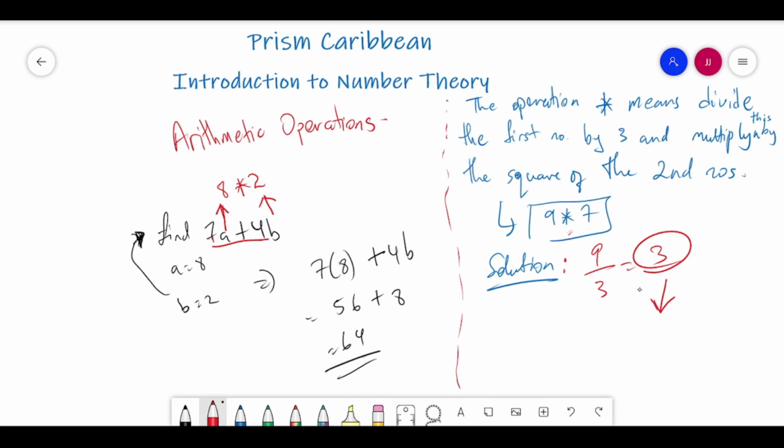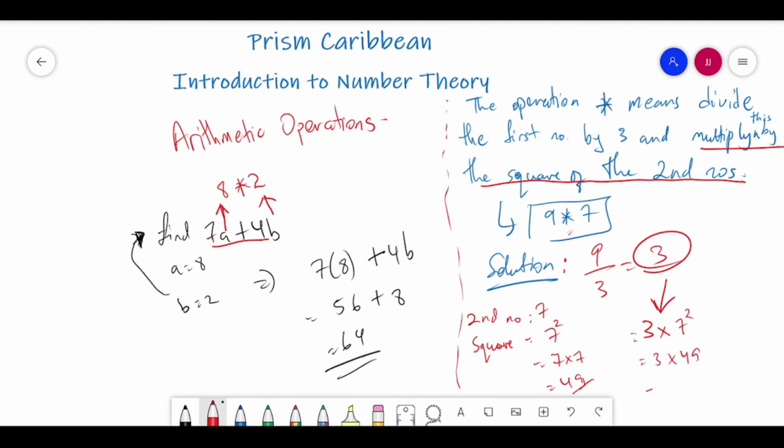And we go down with the same rules. Then we multiply this number by the square of the second number. We know the second number is 7, so the square is 7 squared, which is 7 by 7, which is equal to 49. Now they said to multiply this by the square of the second number. So we have the 3 now, and we're multiplying it by the square of the second number, which we now know is 3 by 49. And from here, we will get 147.